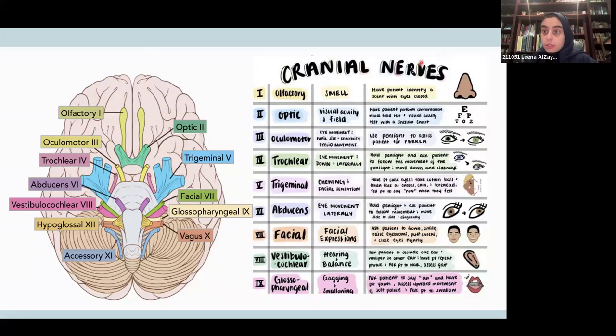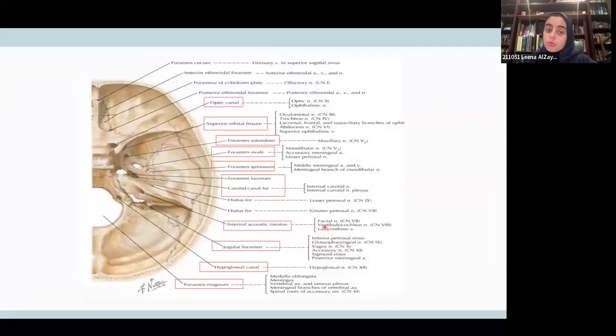Carotid canal for the internal carotid artery. And foramen lacerum for, do you remember? The foramen lacerum and carotid artery for the internal carotid artery. Okay. And then the foramen magnum, which is for the brainstem and so on.